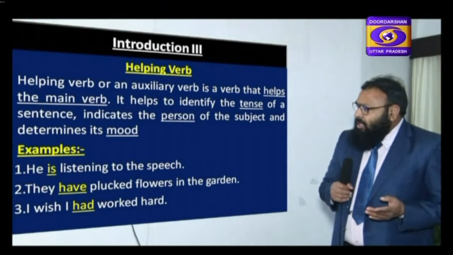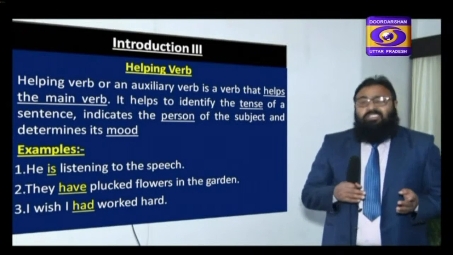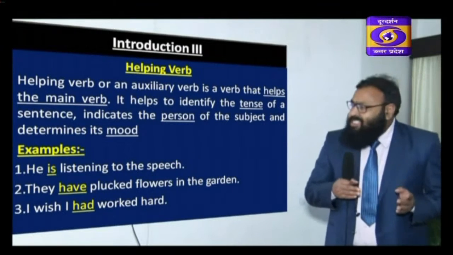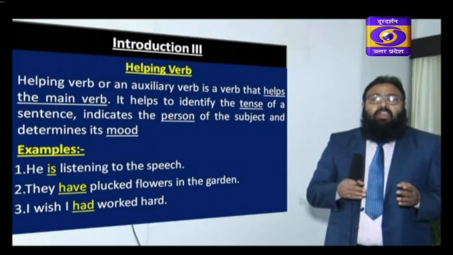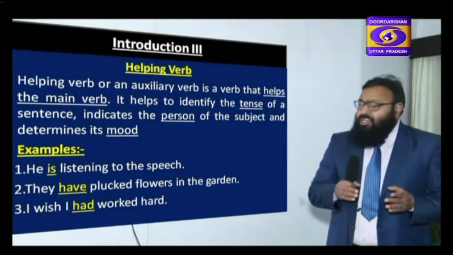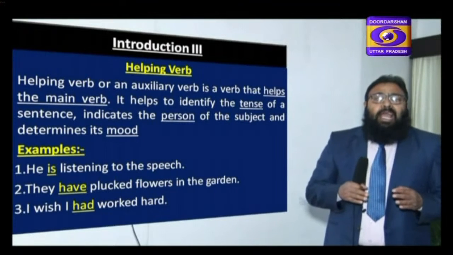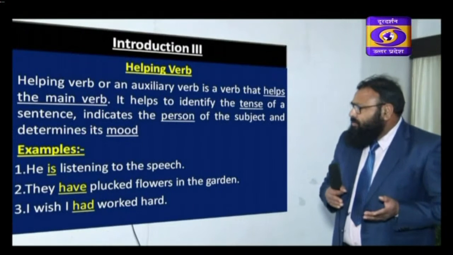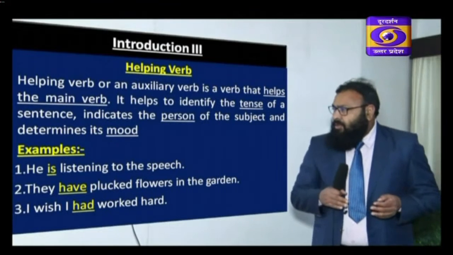Examples are: He is listening to the speech. Now here is is a helping verb because it is telling us that the sentence is in the present and it is continuing. So this is a present continuous sentence, and is also helps us to identify that the subject is singular and it is in the indicative mood.